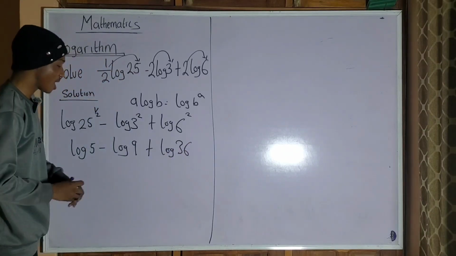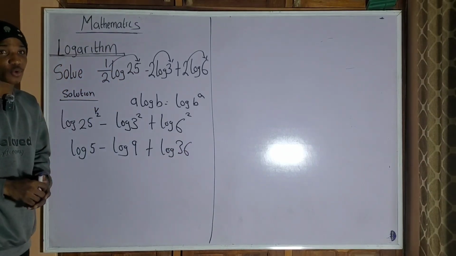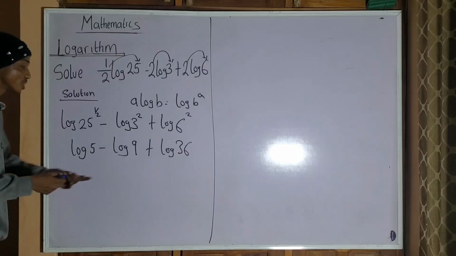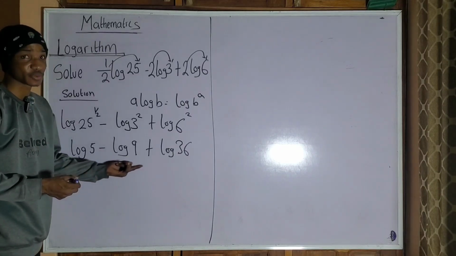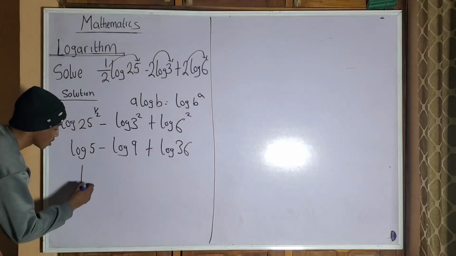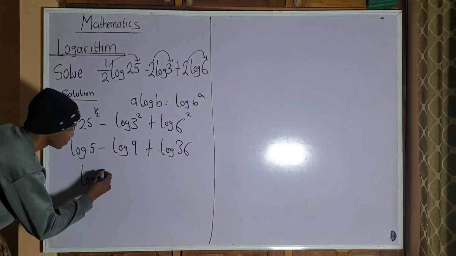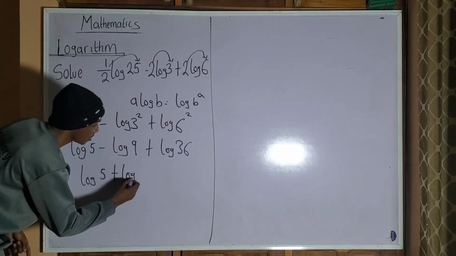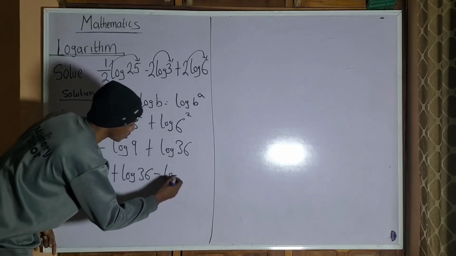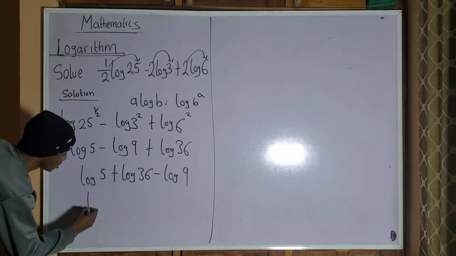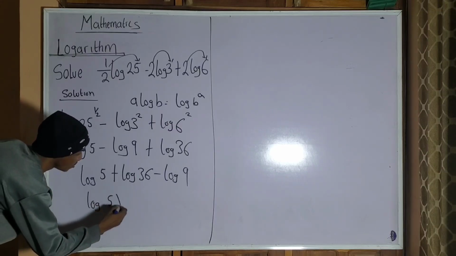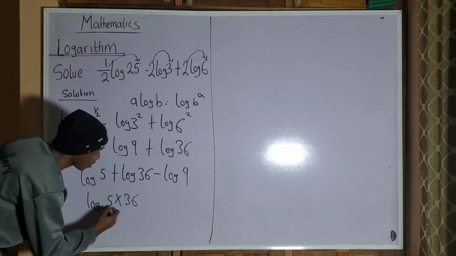Okay? Now, I'm going to deal with the addition sign first. So I'm going to rearrange this expression. So I'm going to have log 5 plus log 36 minus log 9. Are you getting it? So here I'm going to have log 5 multiplied by 36 all over 9.